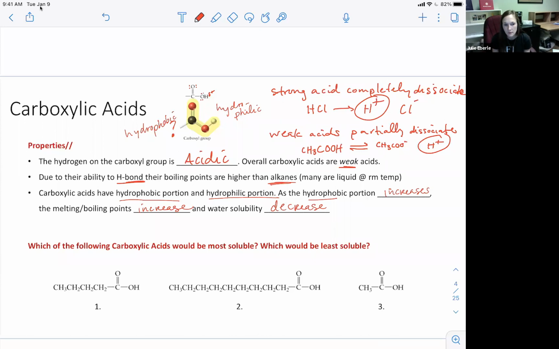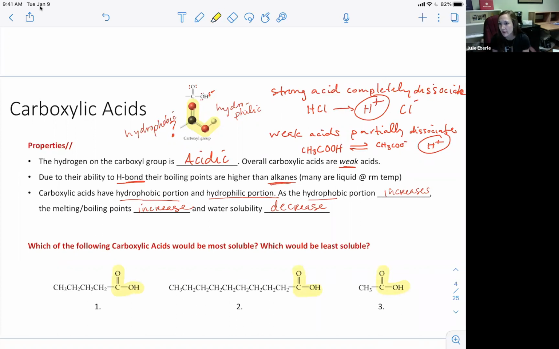So, if the hydrophobic portion increases, why does the melting or the boiling point also increase? Look at these 3 examples, 1, 2, and 3. I'm going to highlight the carboxyl group on each of these. That's on the right-hand side of each of these molecules. So what's different? That part's the same in every molecule. What's different is this long hydrocarbon tail.